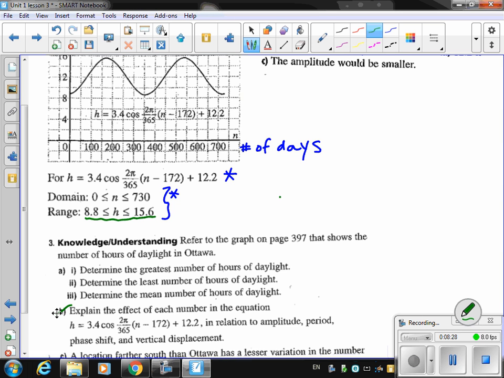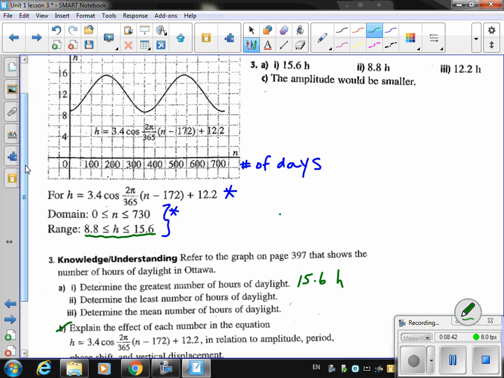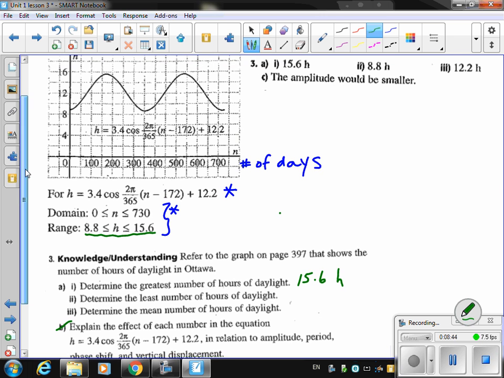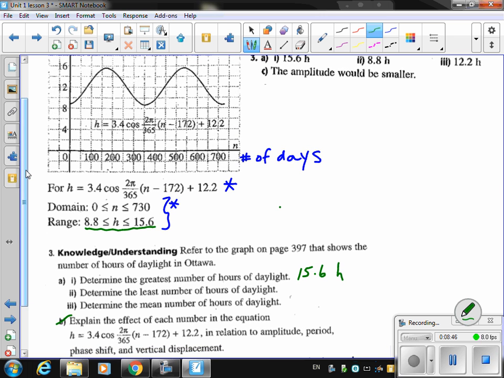3A, determine the greatest number of hours of daylight. The greatest number is 15.6. I got that rather quickly from my range because somebody had already done the work at looking at the graph carefully and seeing that it hit at 15.6. Determine the least number of hours of daylight would be 8.8. And I got that from the range as well. So my minimum and maximum value comes from the range.